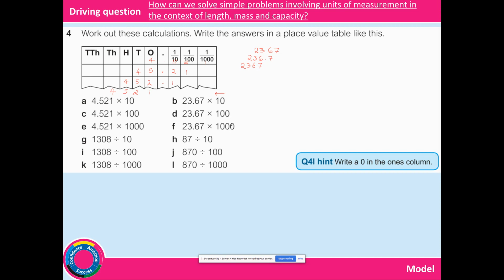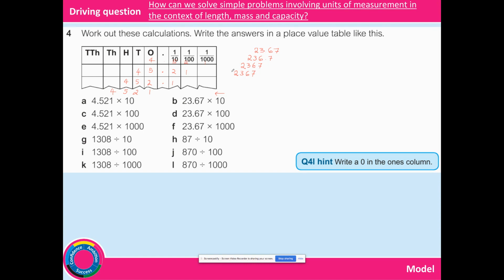I'm going to multiply by 1,000. That's 3 zeros, so I'm going to move 3 places. 1, 2, 3. My 2 will be there. My 3 will come after it. My 6. My 7.